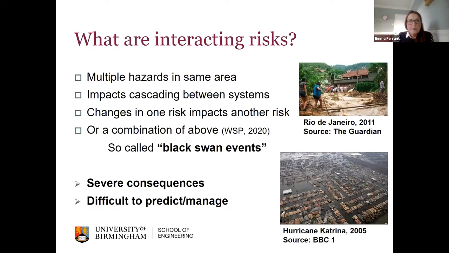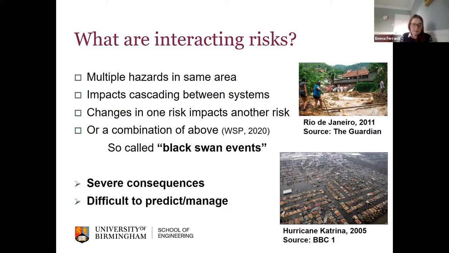Okay, so I thought I'd start this session by spending a few minutes thinking about what interacting risks are. So these can be multiple hazards happening in the same area. For example, you could have a section of railway track or road infrastructure impacted by both landslide and flooding following heavy rainfall. Or they could be when you have impacts cascading between systems. Our infrastructure networks are interdependent, and sometimes you can have a failure in one system that causes failures in another system. For example, if we have failure in our power supply or distribution, we can then have knock-on consequences in the transport network or in information communication technology.